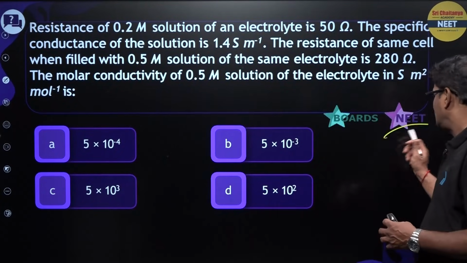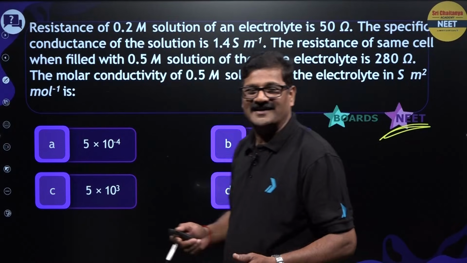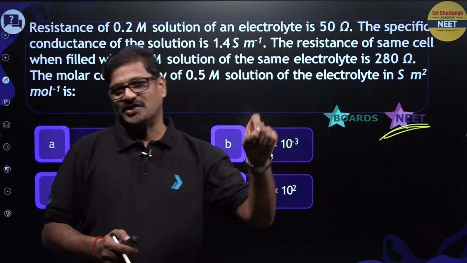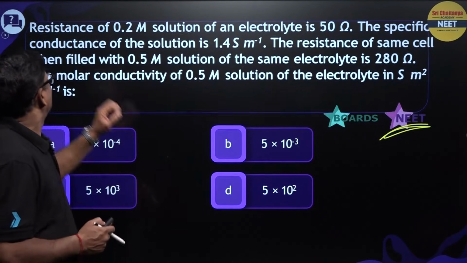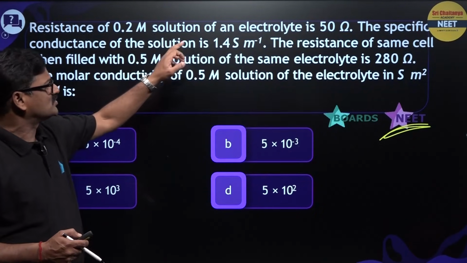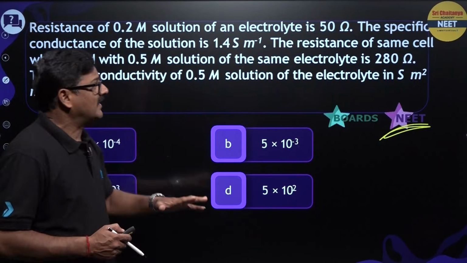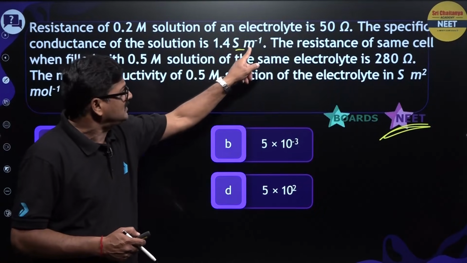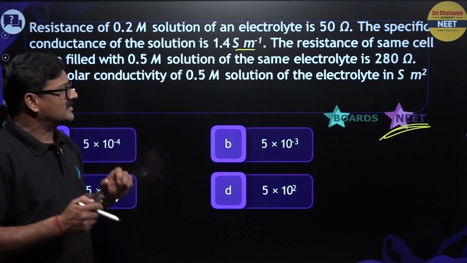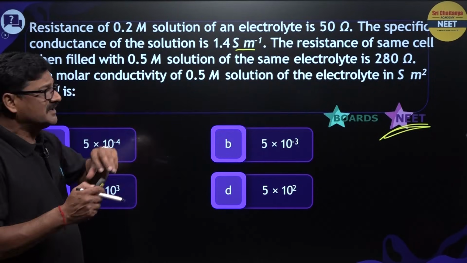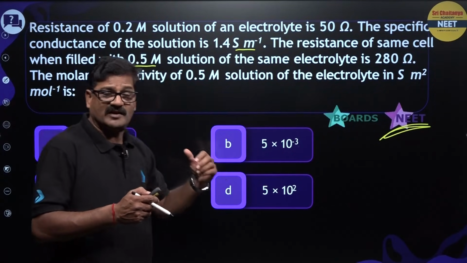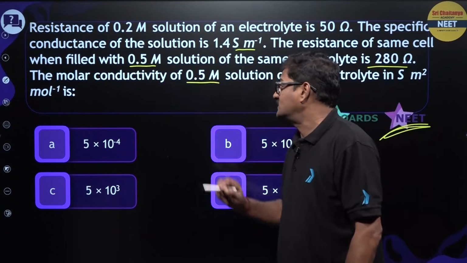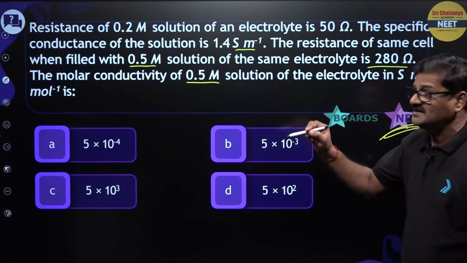Sometimes in the NEET examination a multiple choice question comes, and see this question. I want you to solve it and put the answer in the chat box. I am waiting for your answer here. The resistance of a 0.2 molar solution of an electrolyte is 50 ohms, and the specific conductance of the solution is 1.4 Siemens meter inverse. You see here SI units are given. The resistance of the same cell when it is filled with 0.5 molar solution of the same electrolyte is 80 ohms, and the molar conductivity of this 0.5 molar solution of electrolyte is asked.